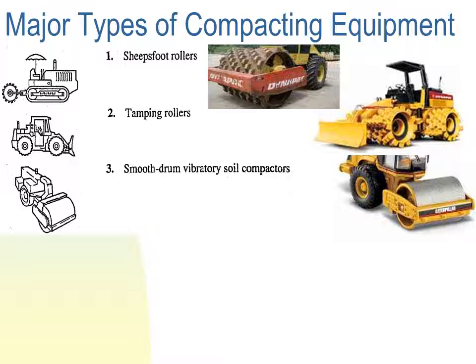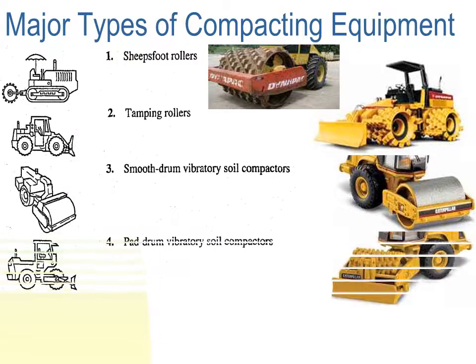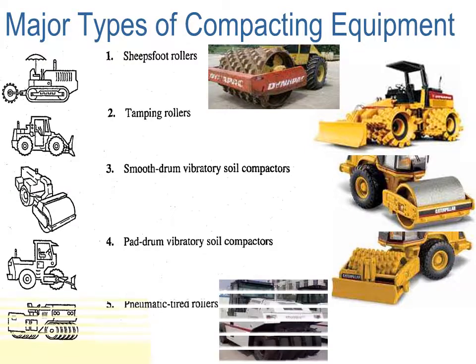However, if you look at the sheep's foot roller on the top left hand side, it is an attachment to the tractor. So actually, compactors or rollers could be attachments to equipment, or they could be part of the equipment itself. You could find both. Also, we have the pad drum vibratory soil compactors. So now this is a combination between number 2 and number 3. So they got us this hybrid thing, which is number 4, the pad drum vibratory soil compactors.